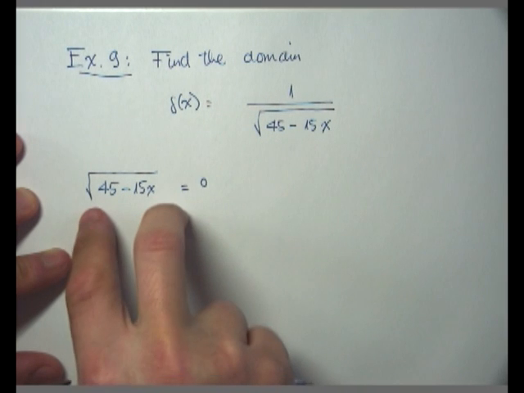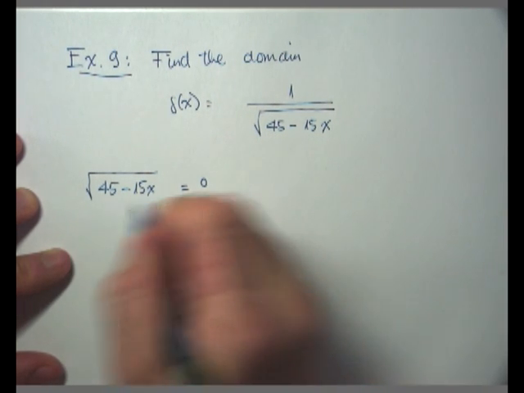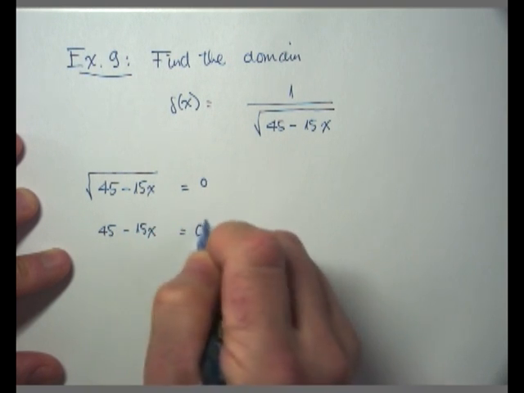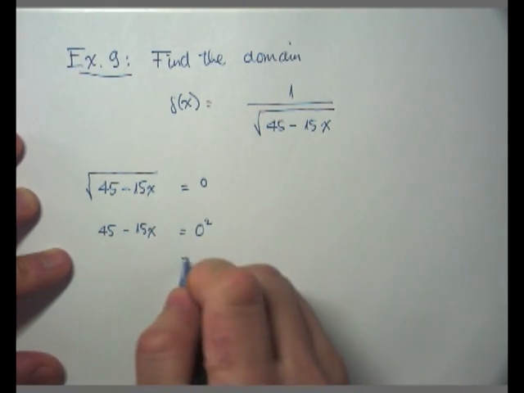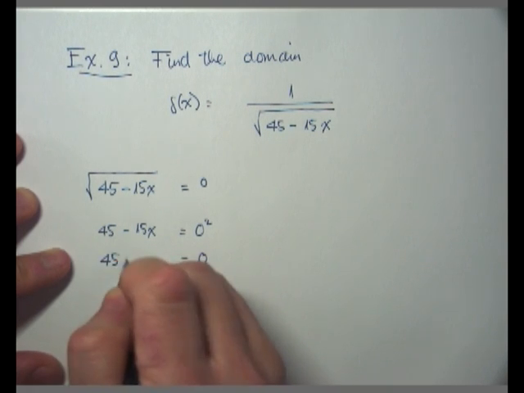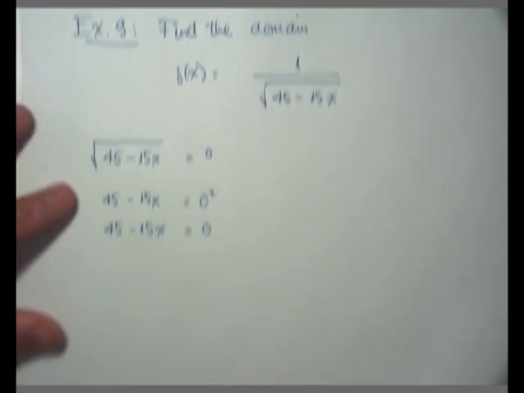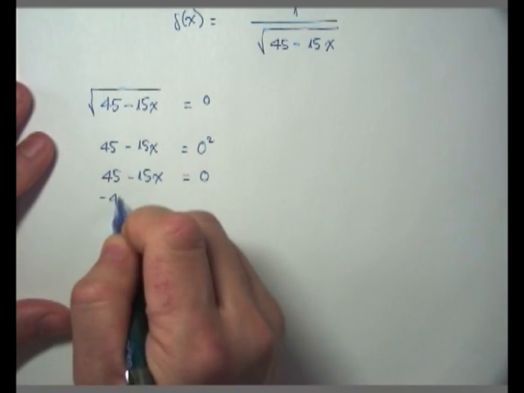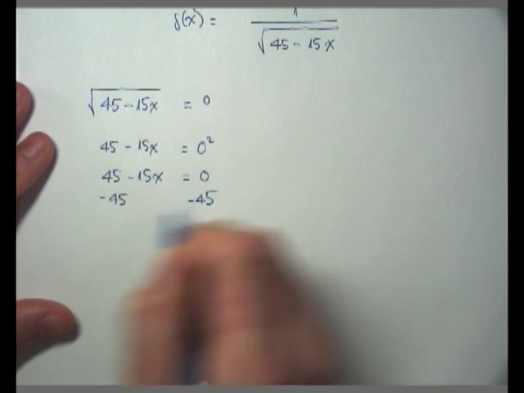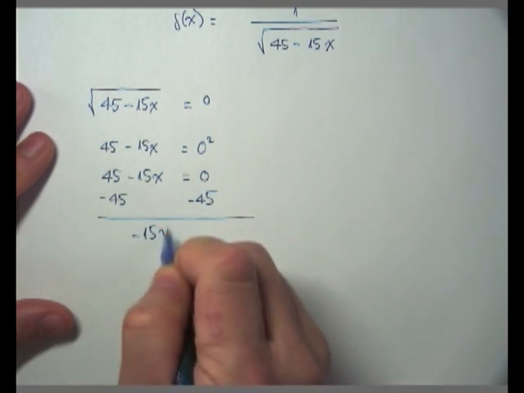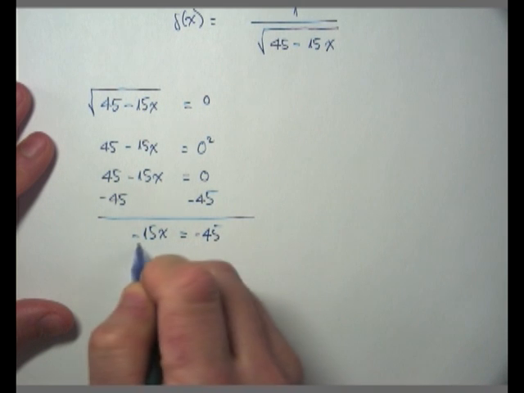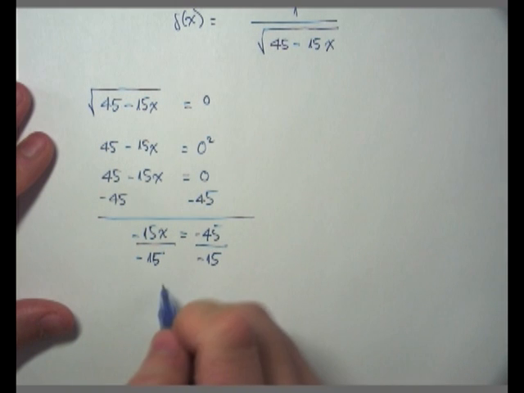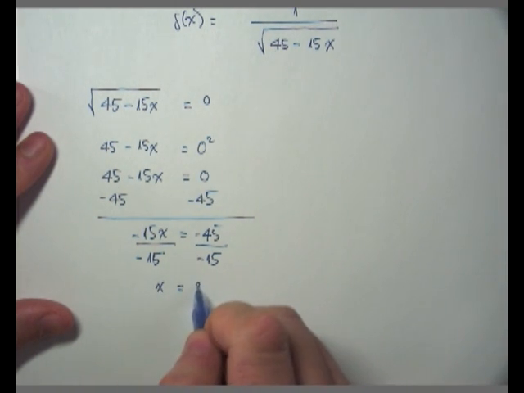And now, to solve this equation, back in 1.6 we learned how to solve a square root equation like this. So I need to square both sides, and that gives me 45 minus 15x equals 0 squared, which is namely 0. So I have 45 minus 15x equals 0. Now solving for x, I subtract 45 from both sides, and that gives me minus 15x equals negative 45. Dividing both sides by negative 15, that gives me x equals positive 3.